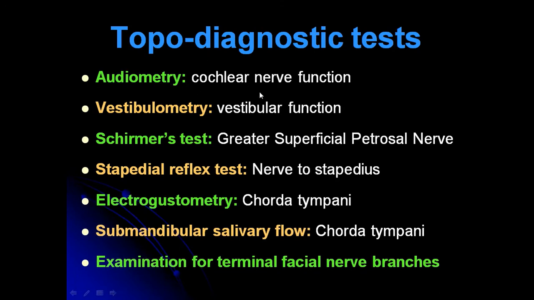Audiometry you should do for cochlear nerve function, vestibulometry for vestibular function. Schirmer's test: you put tissue paper inside the lower fornix and see whether it gets wet, for greater superficial petrosal nerve function. Stapedial reflex test, to see whether it is functioning or not. Electrogustometry: taste at the anterior two-thirds of the tongue, done with eyes closed. Submandibular salivary flow: insert a tube into the submandibular gland and see whether there is salivary flow. Then examination of the terminal facial nerve branches, as you know.